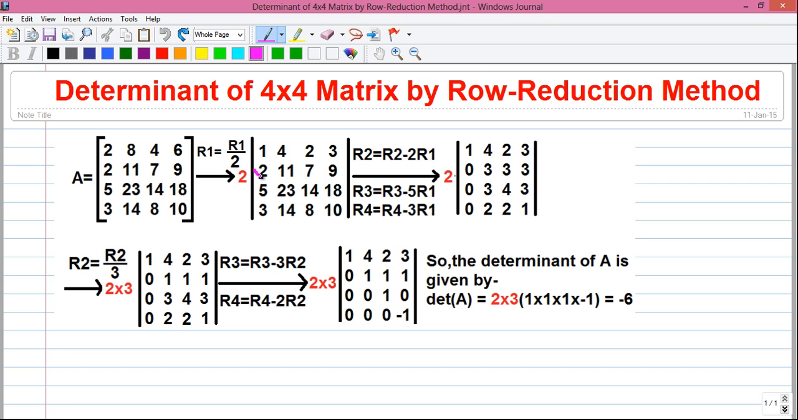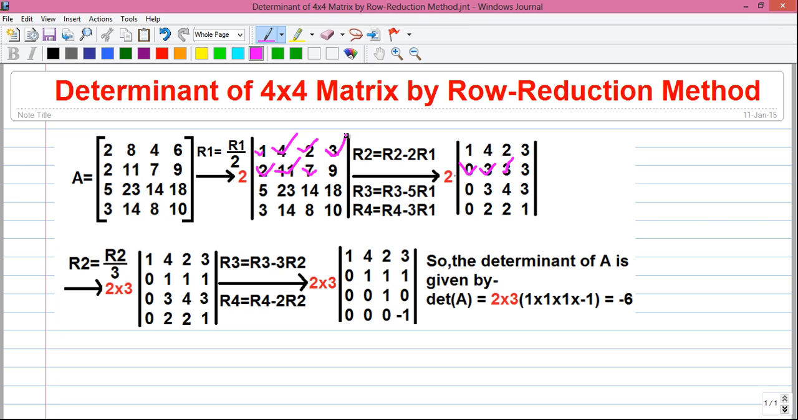Next, to get a 0 at this position, we can multiply row 1 by 2 and subtract that from row 2. That I have written here, R2 = R2 - 2R1. So let's do it. 1 into 2 is 2, subtracted from 2 is equal to 0. 4 into 2, 8, subtracted from 11 is 3, written here. 2 into 2, 4, subtracted from 7 is equal to 3, written here.